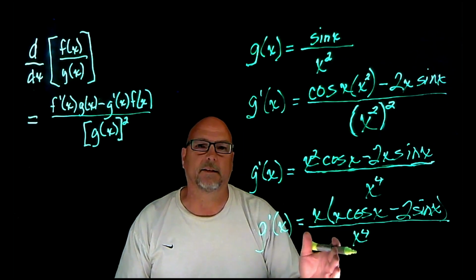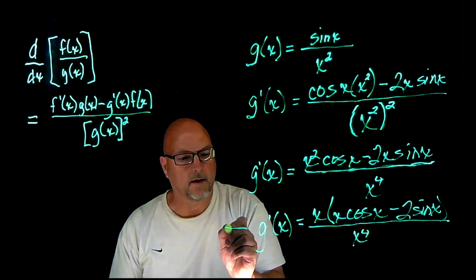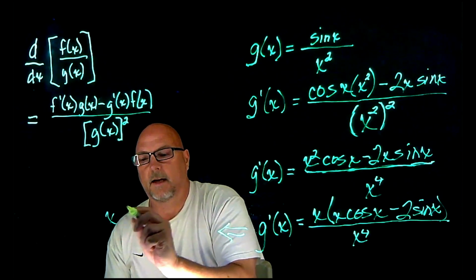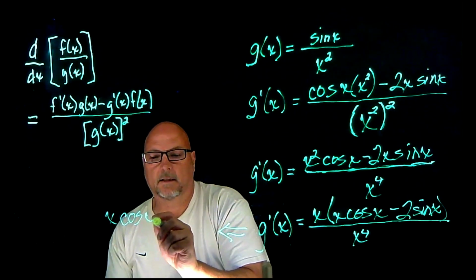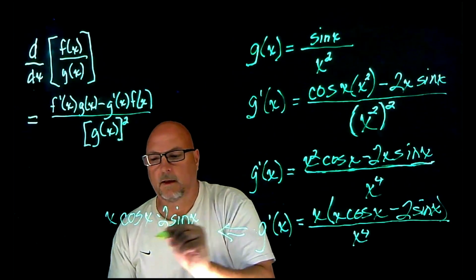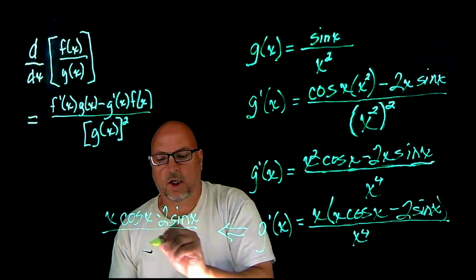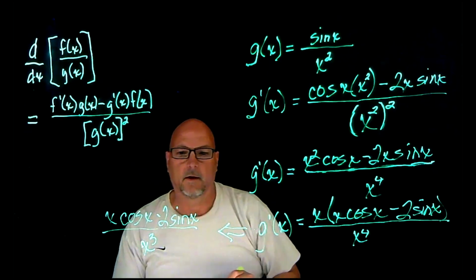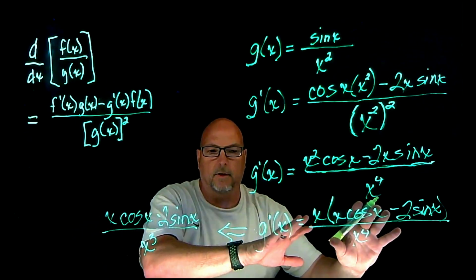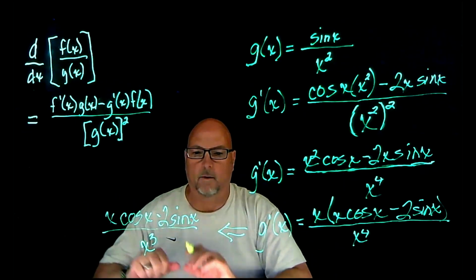Again, we're assuming that x is not equal to 0 here. If one of those x's cancels, then I just have x cosine x minus 2 sine x, and that's all over x cubed. That would be a more simplified form of it. When you set it equal to 0, just like this one, this might be a little bit easier to work with as well. So ladies and gentlemen, that's it for today: 3 examples that use the quotient rule to take a derivative.